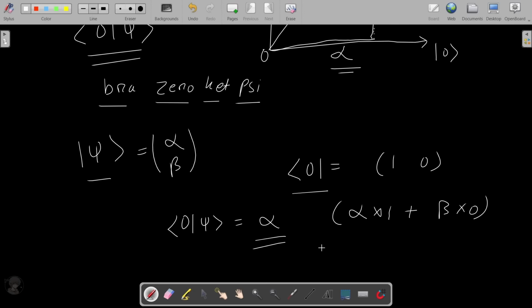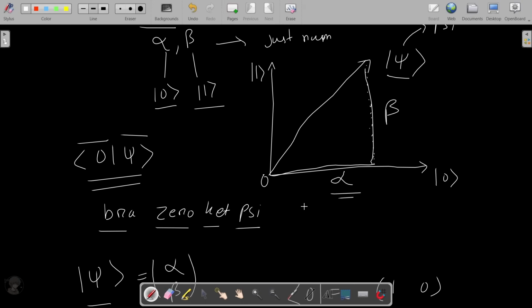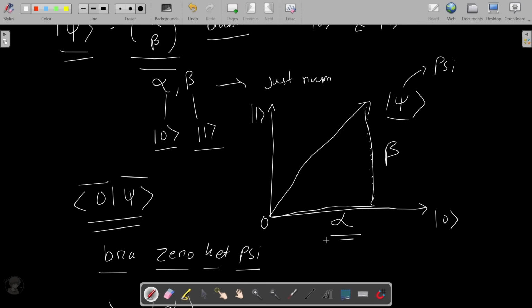This tells us how much the state aligns with ket 0. It extracts the component in that direction. Okay, let me repeat again. This tells us how much this state aligns with ket 0. This inner product is doing exactly what our projection did. So bracket is not mysterious, it's just projection.